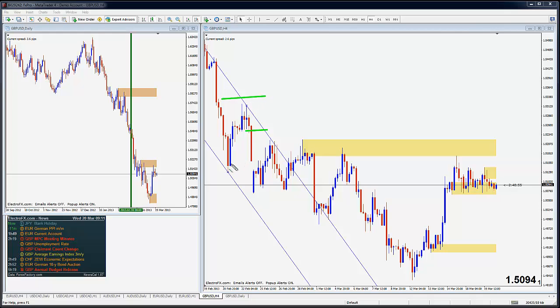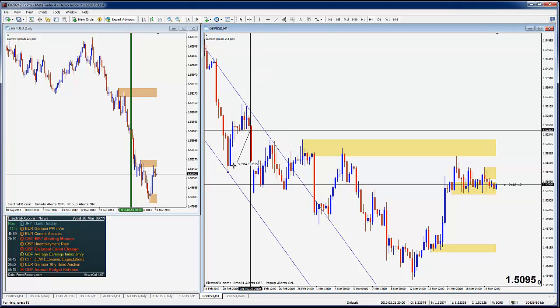Entry, stop loss, conservative take profit. The conservative take profit on this play, it's a 100 pip trade. So there's 100 pips for a few minutes effort and checking your charts once every 4 hours.